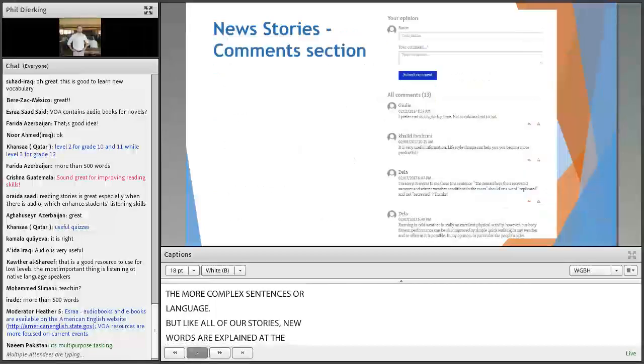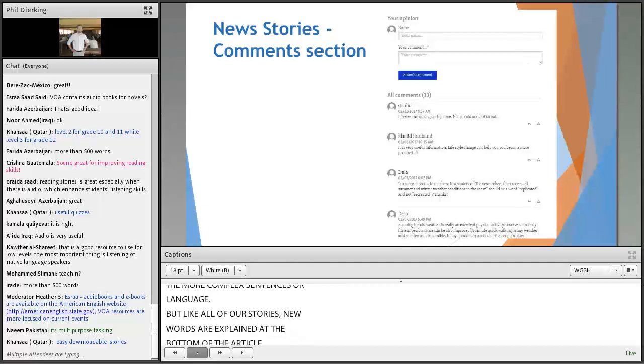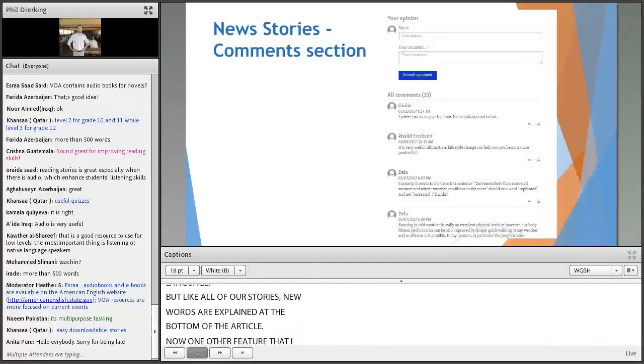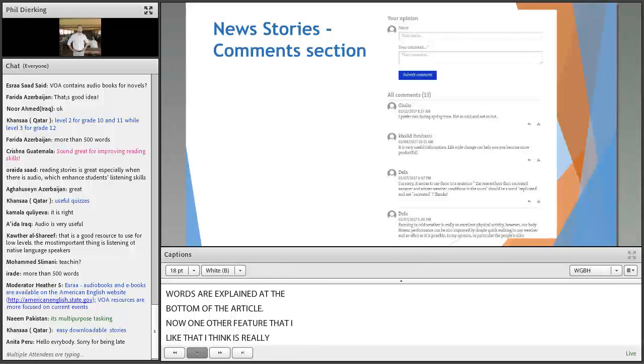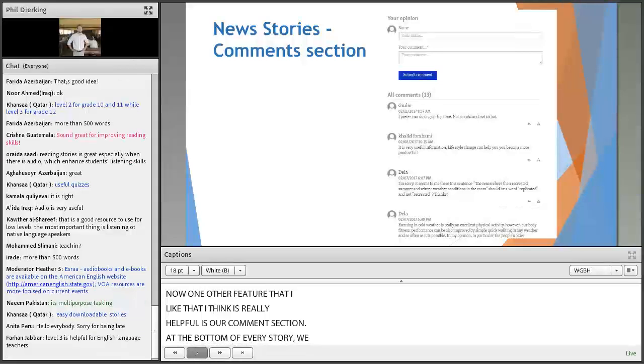Now, one other feature that I like, that I think is really helpful, is our comment section. At the bottom of every story, we encourage comments from our readers. We usually ask a question to prompt the discussion, and people can write their responses. They can write questions to the author, they can write their thoughts, they can answer the question.